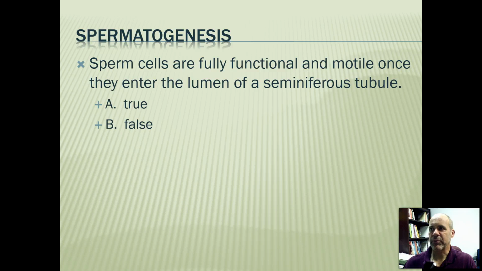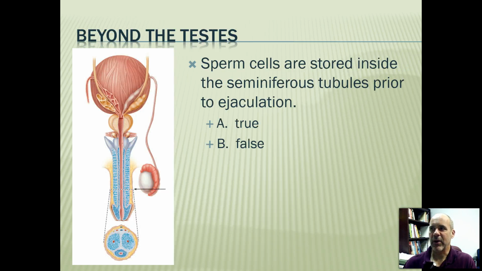All right, true or false? Sperm cells are fully functional and motile once they enter the lumen of a seminiferous tubule. Hopefully you're thinking false. Go back and review the information that we discussed about when sperm cells become good swimmers. It's not anywhere near that early. They continue to become better swimmers as they move into the epididymis and then on forward from there. So go back and review that information in your notes as well.